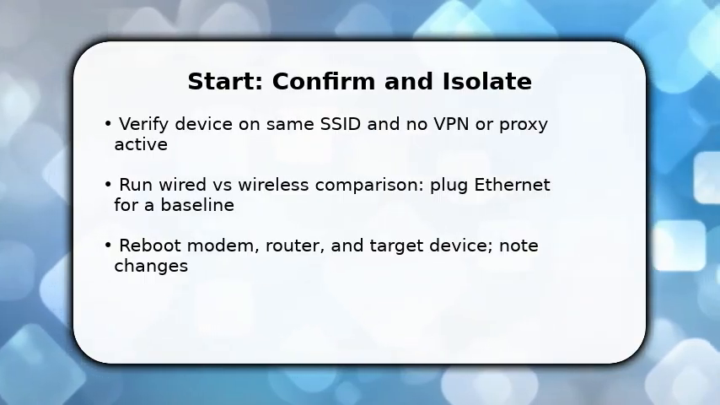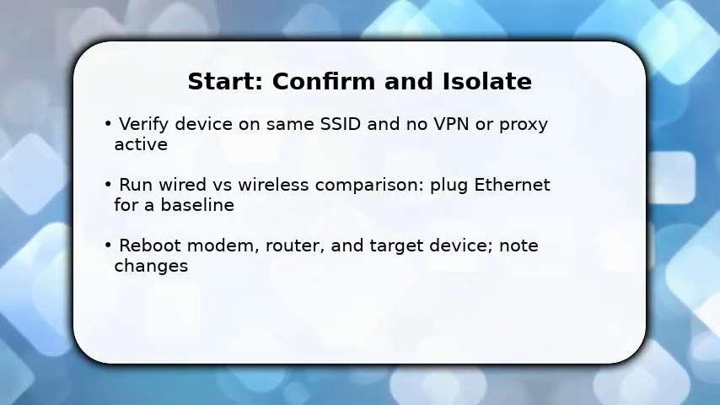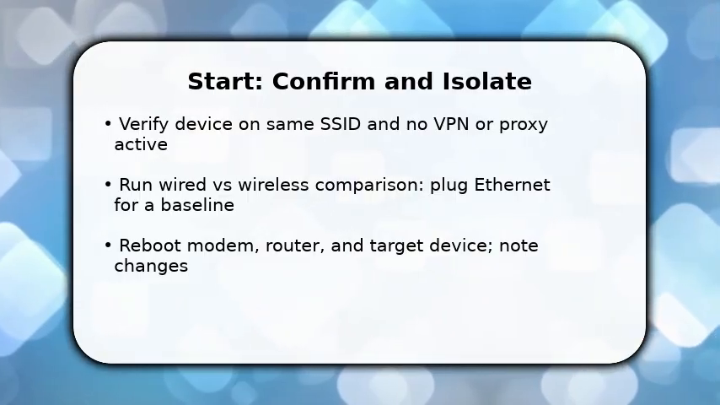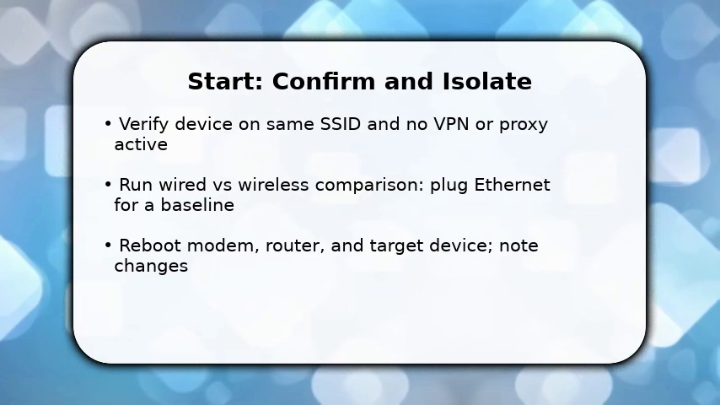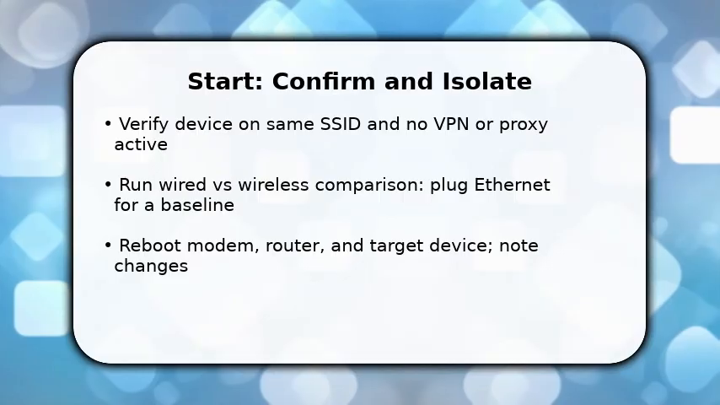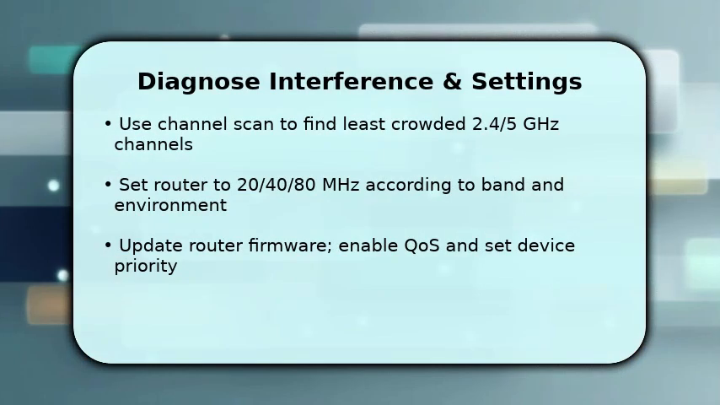Then reboot modem, router, and the affected device in sequence. Power down, wait 30 seconds, power up. Reboots clear buffer backlog and force fresh DHCP assignment, which often immediately reduces packet drops and reveals whether wireless alone is the problem. Next, you dig into interference and configuration.